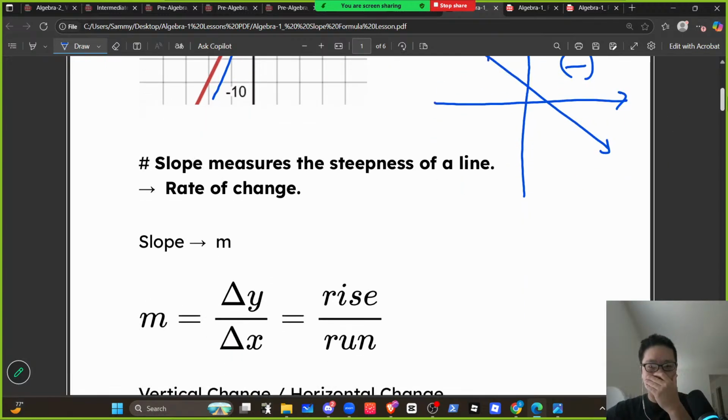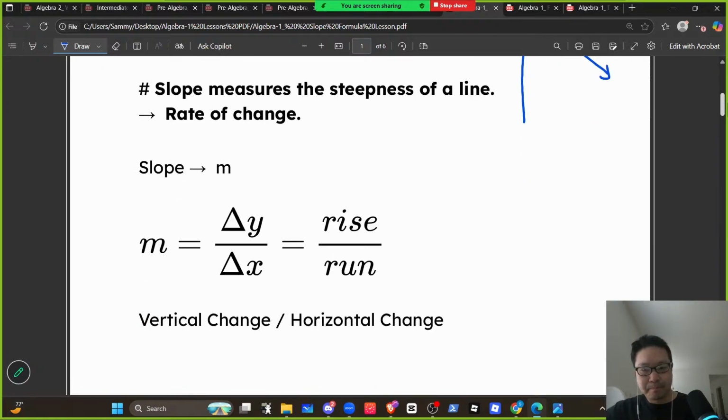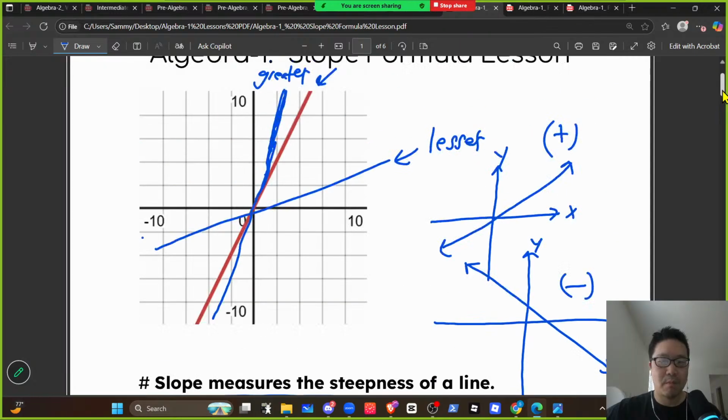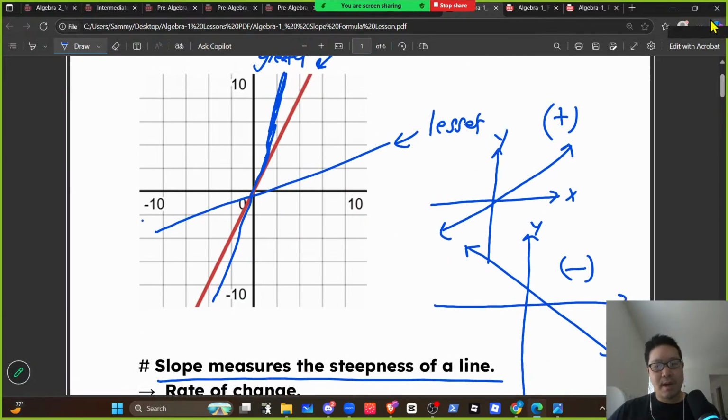The other way to see things: the slope measures the steepness of a line. The other way to look at it is as the rate of change. How fast does y change as x changes? That will tell you the rate of change.